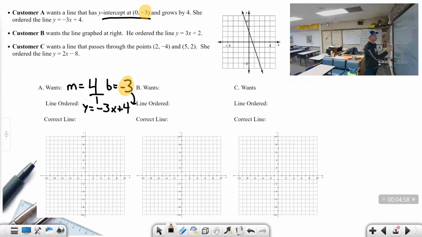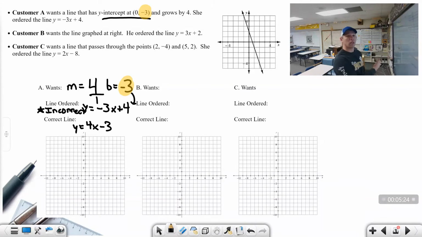So underneath, we're going to write incorrect. Okay? The correct line is going to be y equals 4x minus 3. Okay? And then what we are going to do is we are going to plot this line.